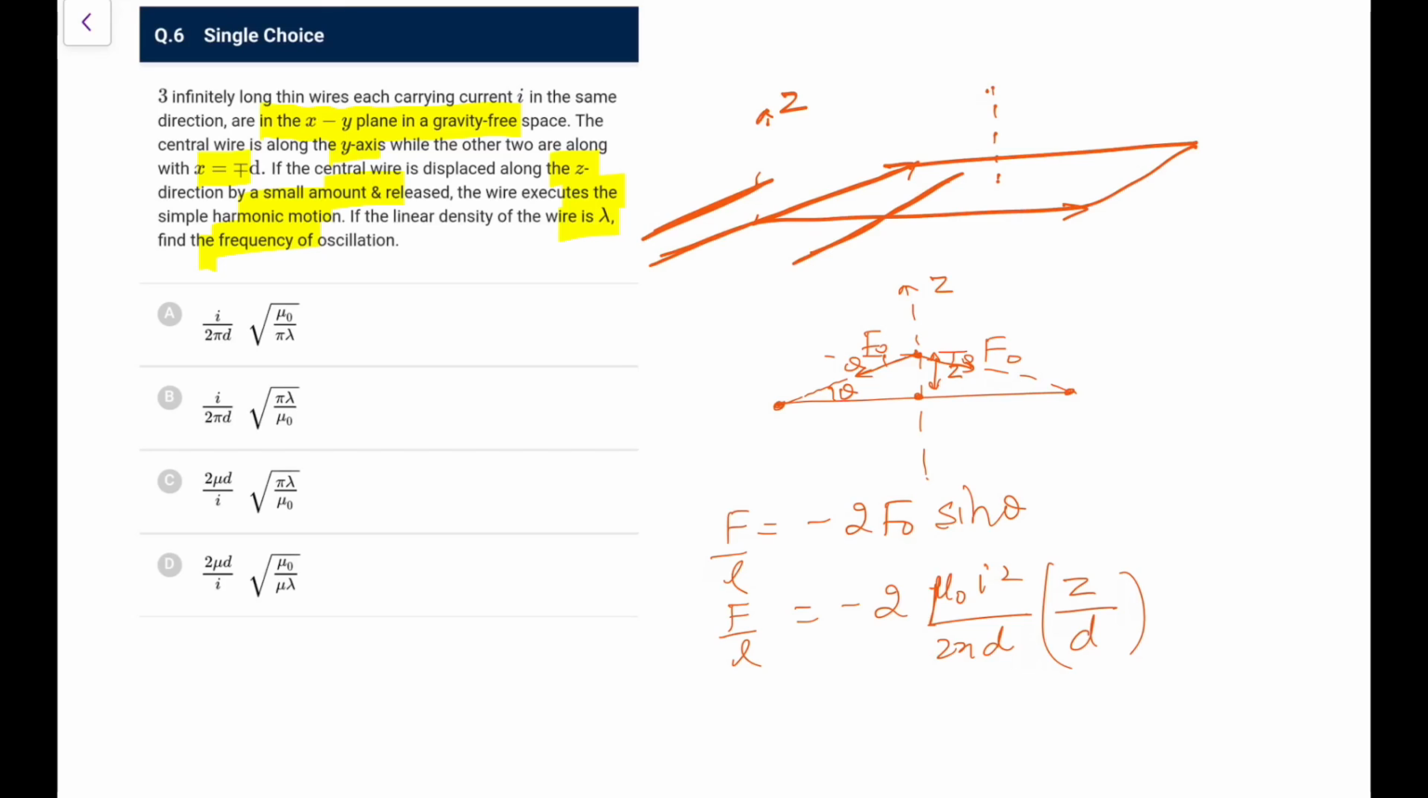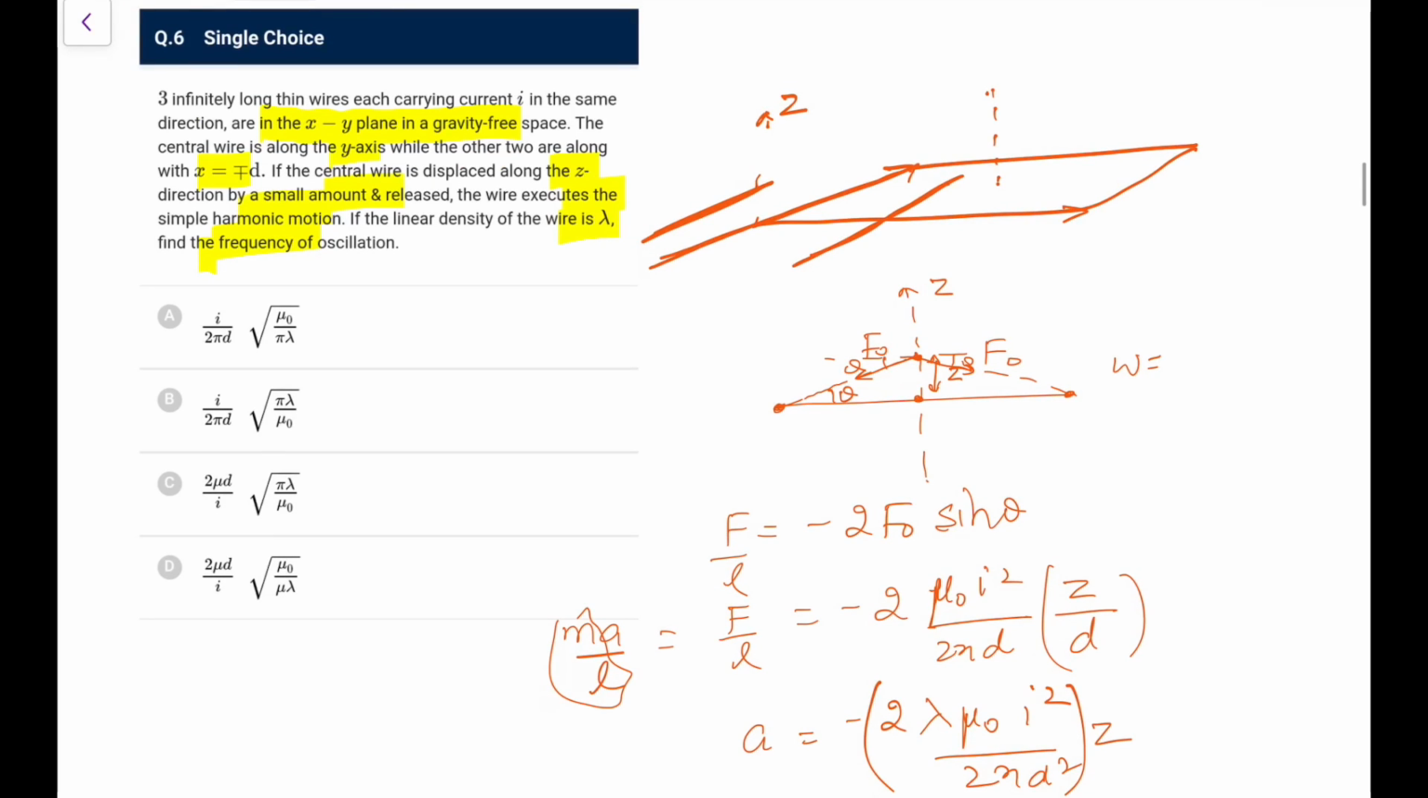And F by L is equal to m a by L. So the acceleration, with m by L equal to lambda, would be equal to minus 2 lambda mu naught I square upon 2 pi d square into z. So a is equal to minus omega square z, and so I can make out the omega value.